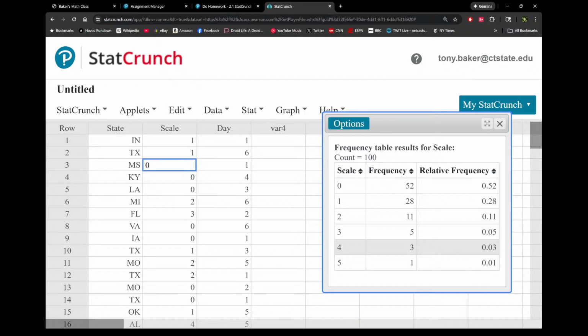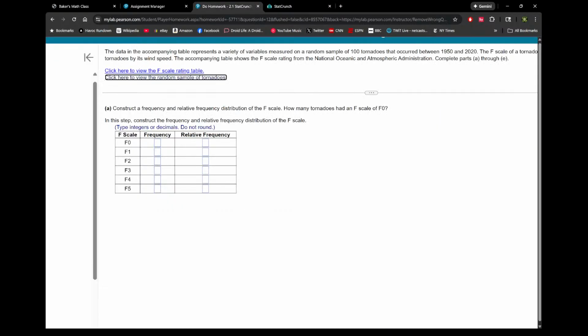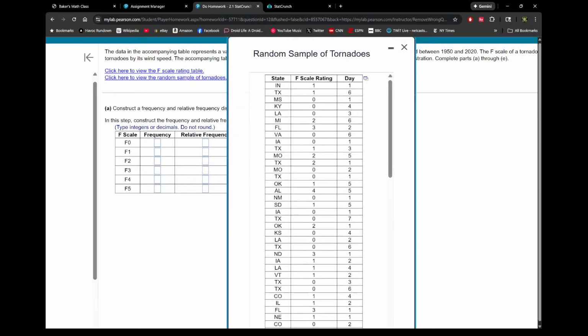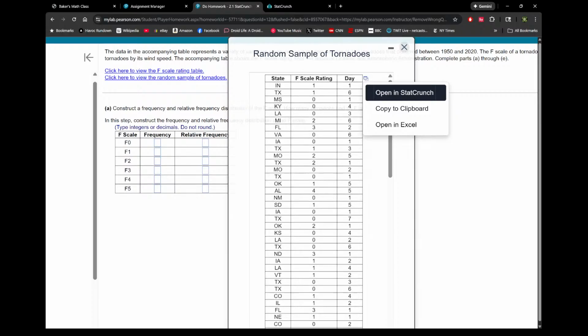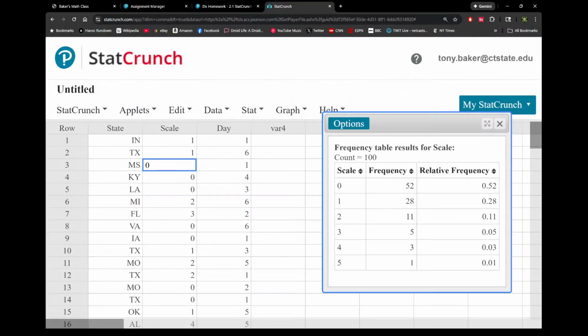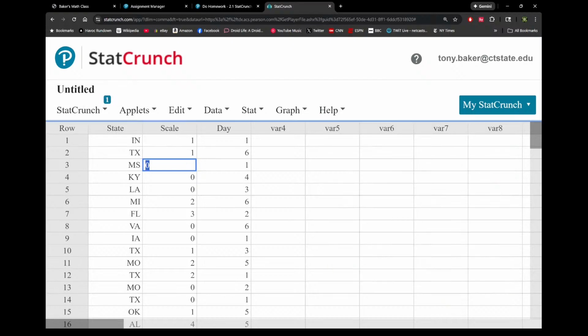Now, I will go through all that again for you. So the goal for this assignment was we needed to figure out the frequency and the relative frequency for those scales. Click the table, send to StatCrunch. It opens this. All this data will already be there. You do not have to type this data in. It copies it over.